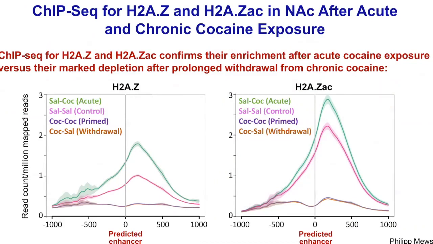You can see that after an acute administration of cocaine, there is the dramatic enrichment of total H2AZ and H2AZ acetylation, going from control to acute, consistent with the proteomic data. And notice the almost complete depletion of these two marks in both the 30-day incubated and primed conditions. Really the most dramatic map that we've seen yet.